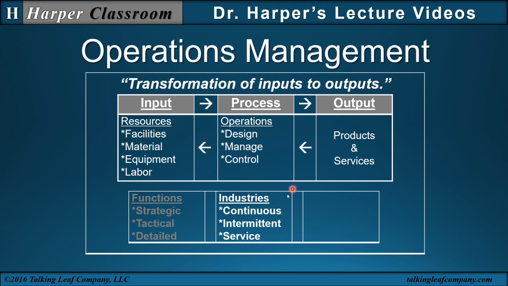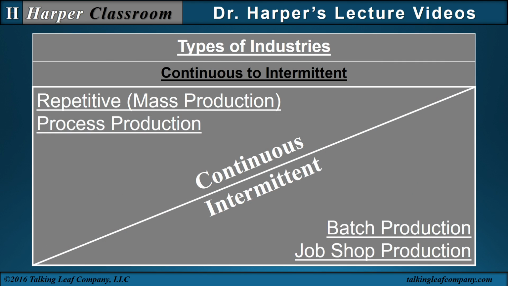Another modification is the type of industry. There are many types of industries. Here are three types: continuous, intermittent, and service. Let's start with continuous and intermittent. There are many types of industries, from continuous to intermittent. Here are a few examples.